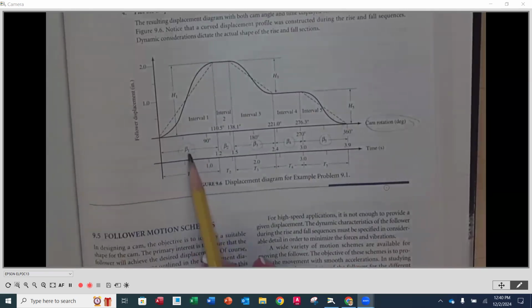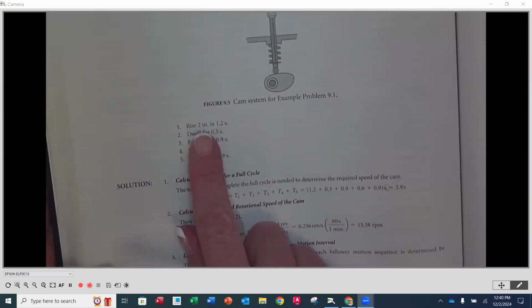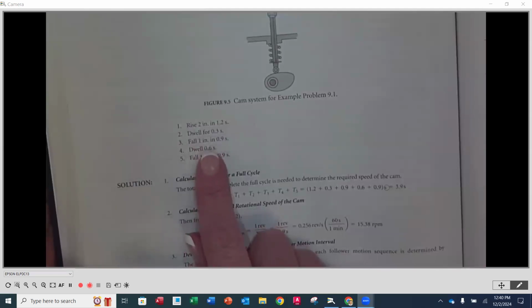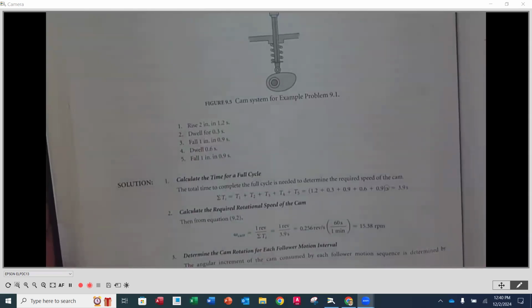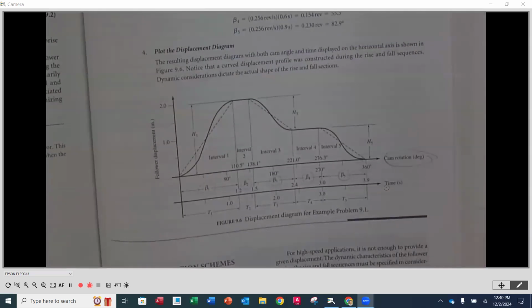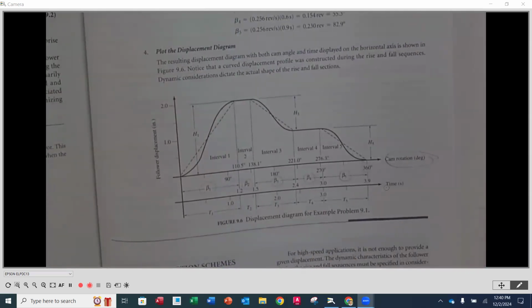So beta 1 is going to be how many degrees does it take to go my first step, which is a rise of 2 inches in 1.2 seconds. How many degrees does that take? The second beta is going to be, how many degrees am I going to dwell or stay in the same place? Then the next one and the next one. So I want to be able to figure out individually how many degrees of that 360 each one of those takes. That's what the betas are, and we're going to be calculating those in just a bit.